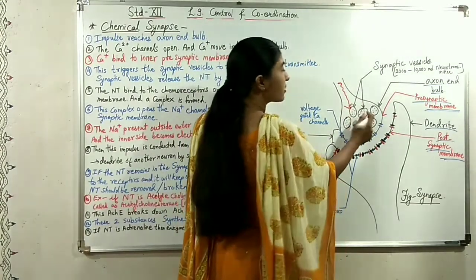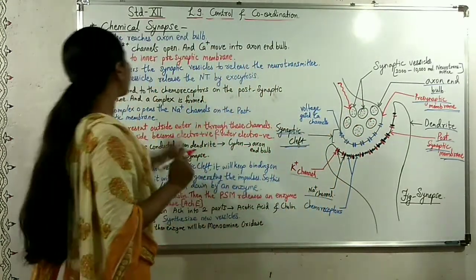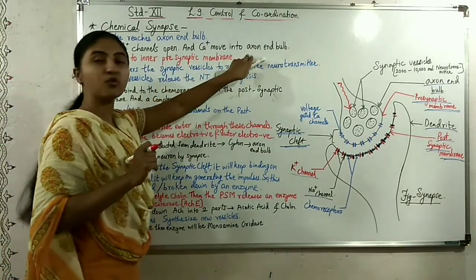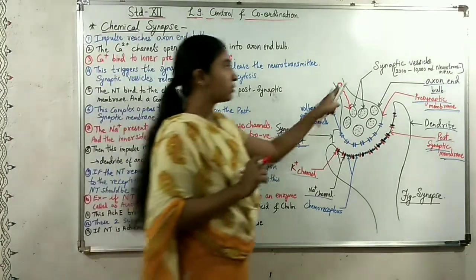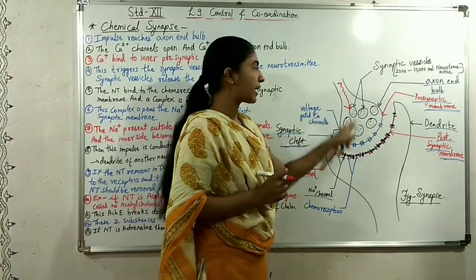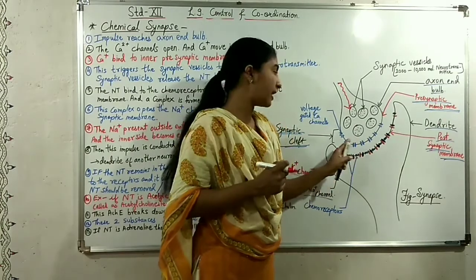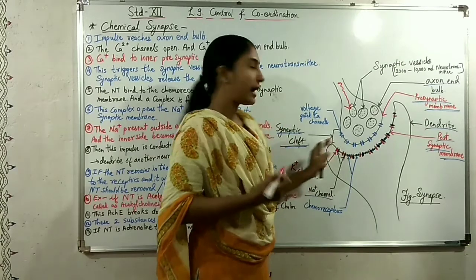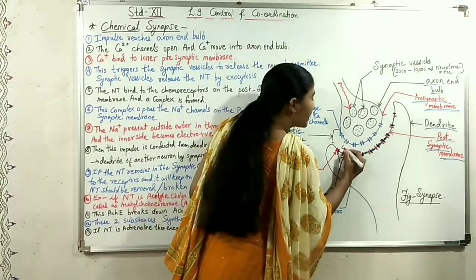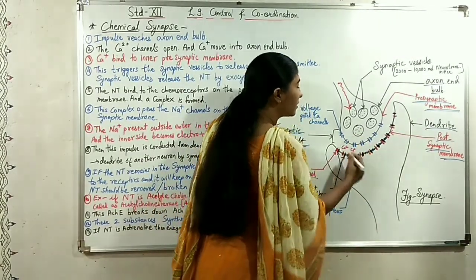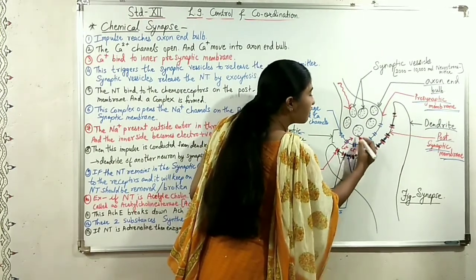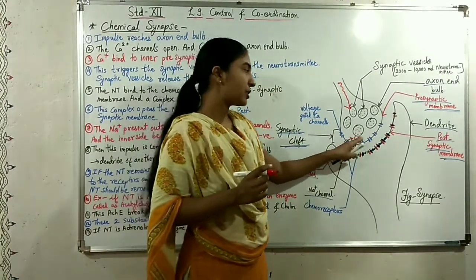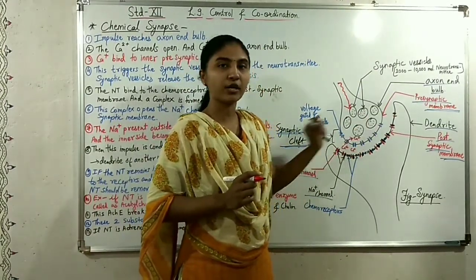As this impulse reaches the axon end bulb, what happens? It triggers the calcium channels, the calcium channels open, and the calcium ions which are present here move inside the axon end bulb.